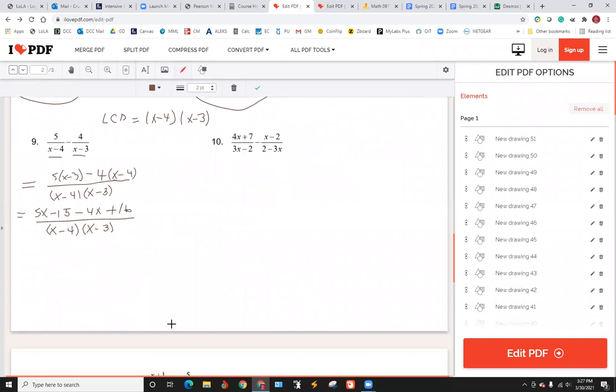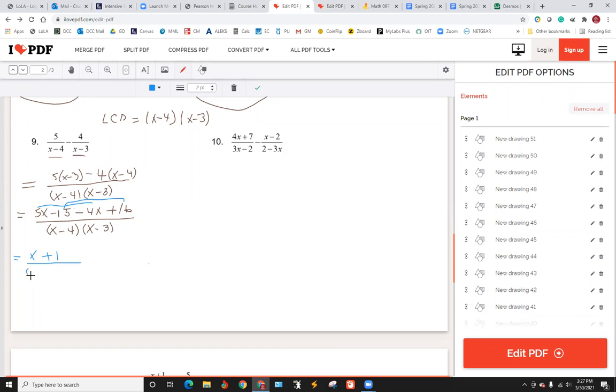Which means what? How can we simplify this? Start by combining the like terms. So these two go together, and these two go together. That's 5x take away 4x, so that's just a plain old x. Negative 15 plus 16 is just a plus 1. I'm kind of expecting that some of these will simplify down, but they haven't yet.